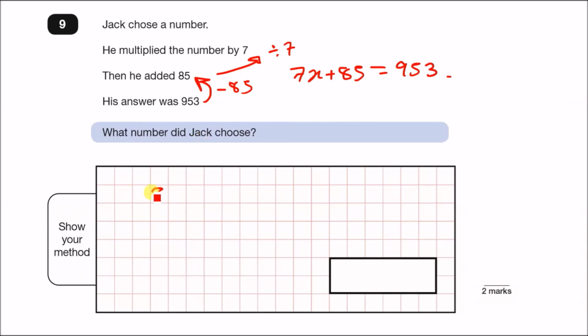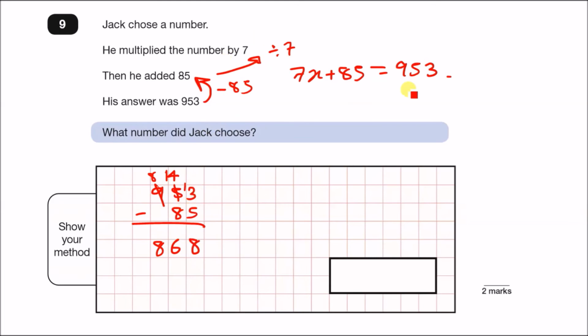So let's do it. 953, take away 85. Doing this step by step. 3 can't take away 5 because it's too small. So borrow from the neighbor, the 5. Take 1 out so it becomes a 4, and then give the 1 to the 3 so it becomes 13. So 13 minus 5 is 8. And 4 take away 8 you can't do, so borrow from the 9. That becomes an 8 and give him the 1. So 14 take away 8 is 6. 8 take away nothing is 8. So it looks good so far.